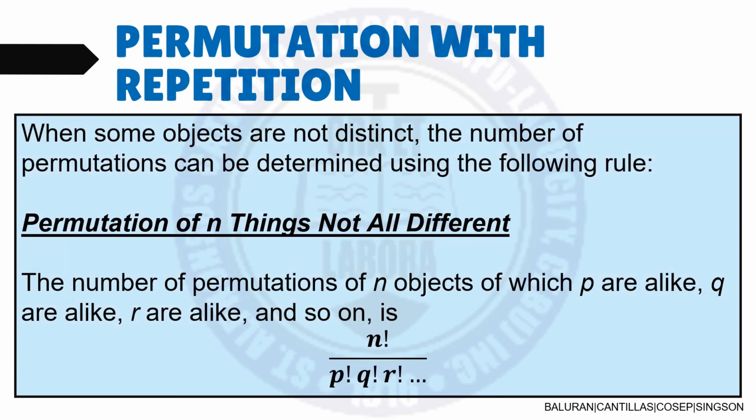Permutation with repetition. When some objects are not distinct, are not different, the number of permutations can be determined using the following rule. This rule is called permutation of n things not all different. The number of permutations of n objects of which p are alike, q are alike, r are alike, and so on is equal to n factorial divided by the product of p factorial, q factorial, r factorial, and so forth.